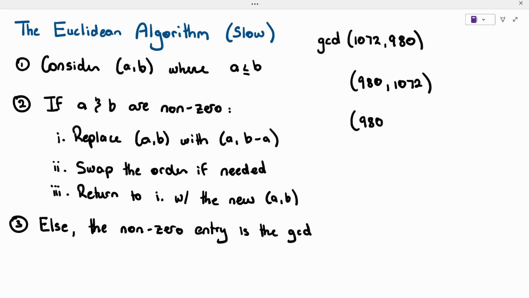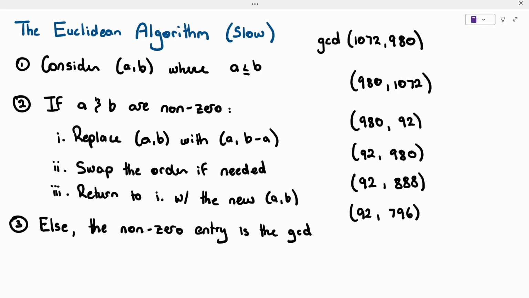So we rewrite 980 and we're left with 92. 92 is smaller, so we write that one in front. 980. Then we subtract again. We have 92 and 888. Then we subtract again. We have 92 and 796. And we continue this process until we get 92.